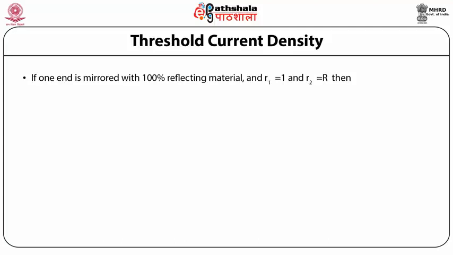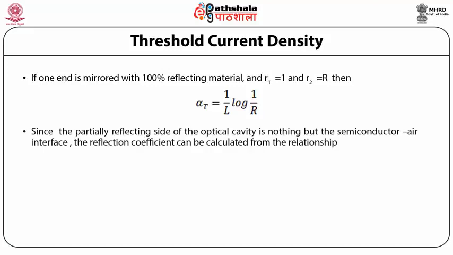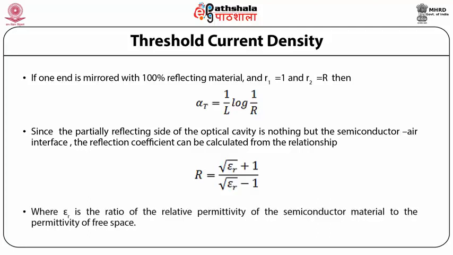If one end is mirrored with 100% reflecting material, although it is not 100%, but ideally taking the value, R1 = 1 and R2 = R, then αt = (1/L) log(1/R). And since the partially reflecting side of the optical cavity is nothing but the semiconductor-air interface, the reflection coefficient can be calculated from the relation R = (√εr + 1) / (√εr − 1), where εr is the ratio of the relative permittivity of the semiconductor material to the permittivity of free space.